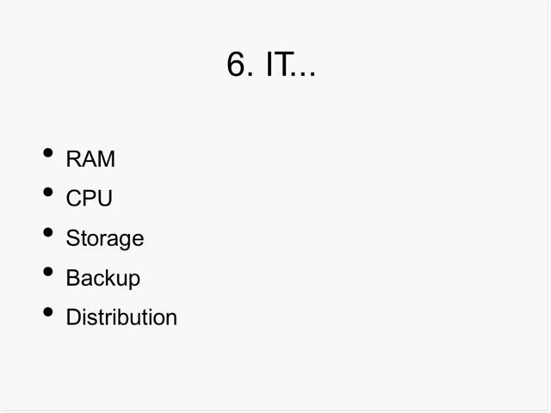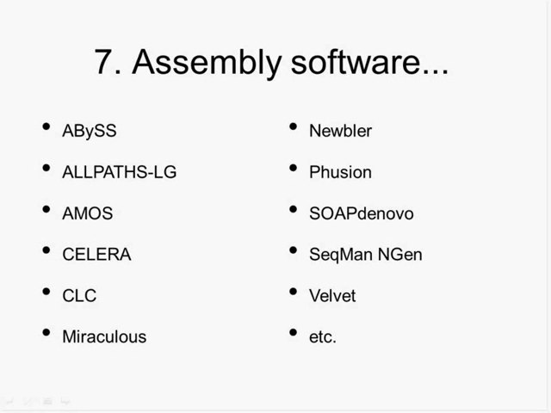It's something to solve. And it's one of these kinds of things that are often not the thing to solve by yourself, but to be discussing with your partners who've done this before. Assembly software, there's lots of different assembly software out there. You've got Abyss and Allpaths, Amos, Celera, CLC, Newbler. There's a bunch of other ones.